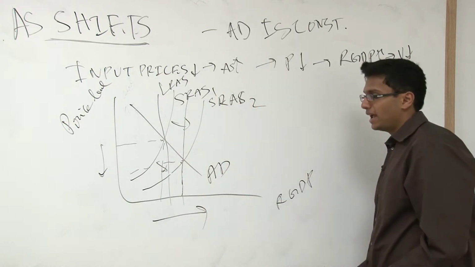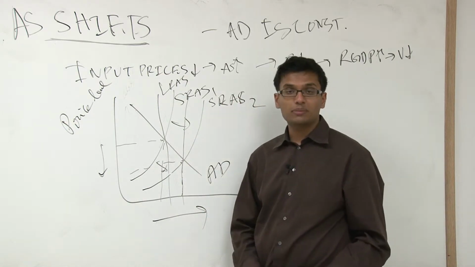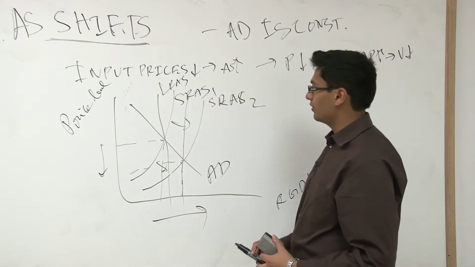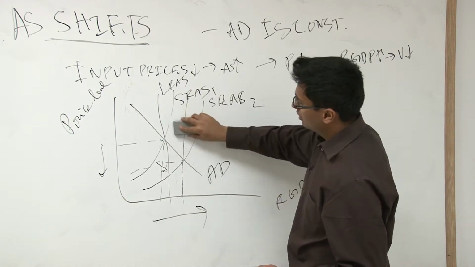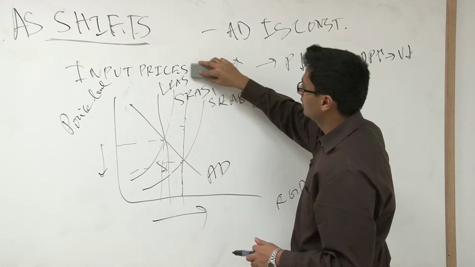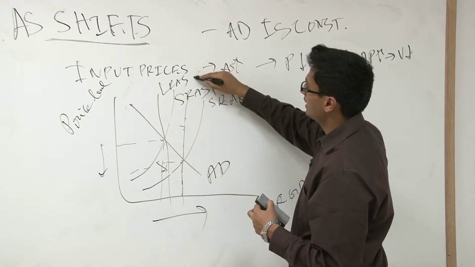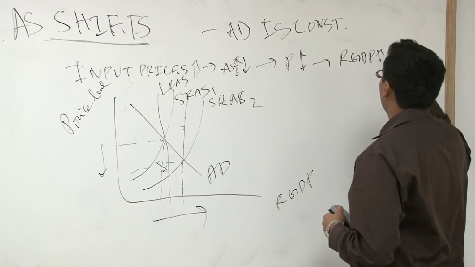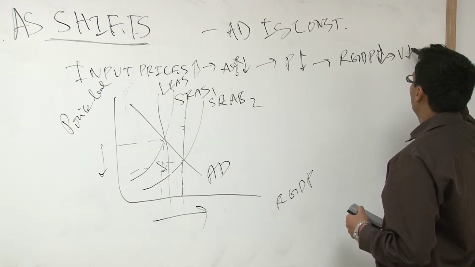So what happens if my AS actually temporarily prices go up? What happens if that happens? So this is the exact opposite scenario. If my input prices go up, let's say they go up, the exact opposite. AS actually goes down, price levels actually go up, RGDP goes down, and unemployment goes up.